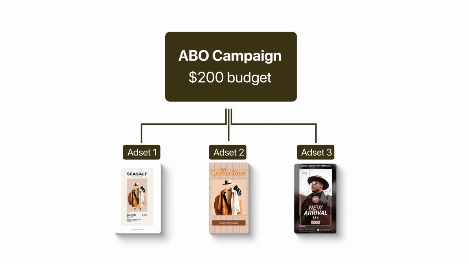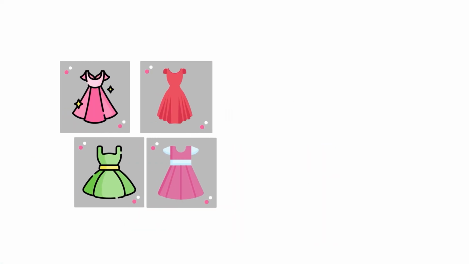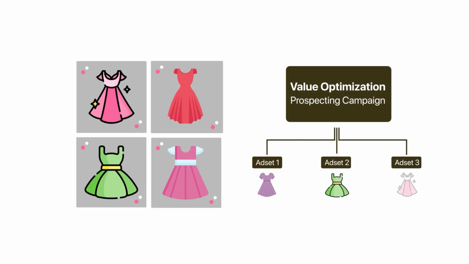You could start with an ABO testing campaign, or you can just throw all your winners into a value optimization prospecting campaign and see how it does, right? I think doing value optimization with an ABO and just making that a part of your ongoing strategy, you have ads that crush on value optimization and you have ads that crush on conversion, maximize conversion optimization, right? Ideally, they crush on both, right? Which will give you additional double scale.